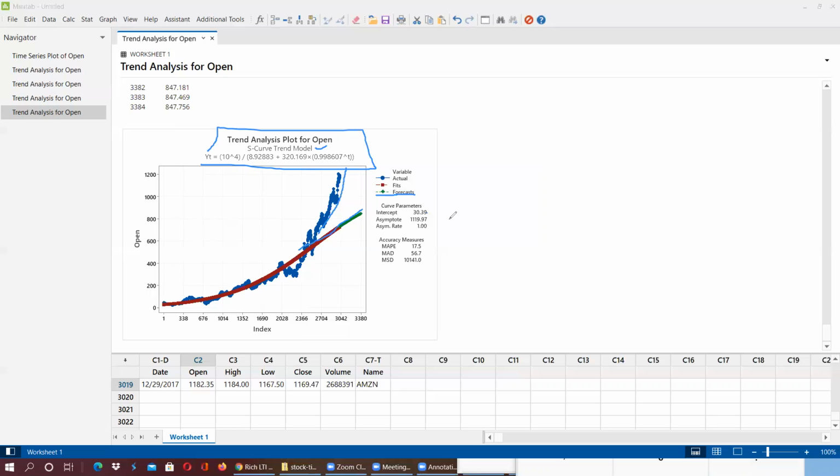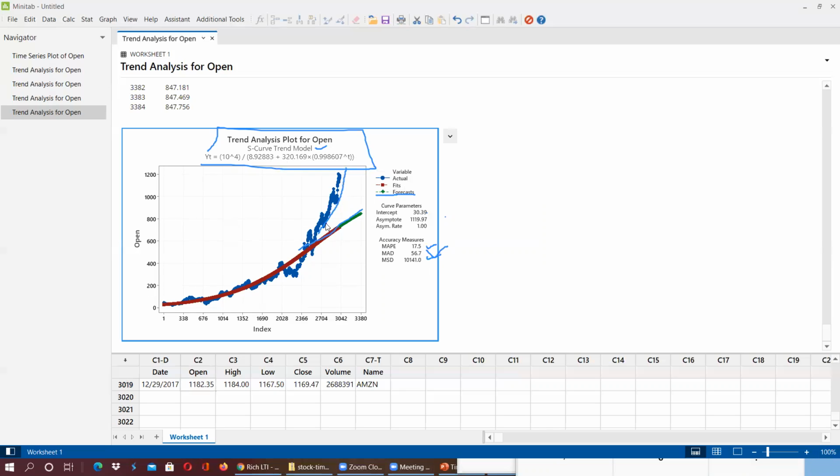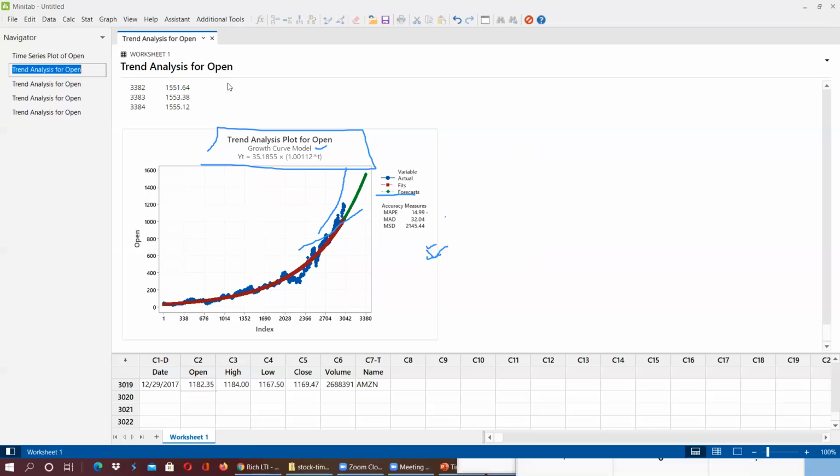Here you can see the MAPE, MAD, and MSD. These are accuracy measures. They are much higher than the others. It is good up to here, but then it goes in a different direction. The gap is higher. It is not fitting. Therefore, what is the best option? The best option is this: exponential.